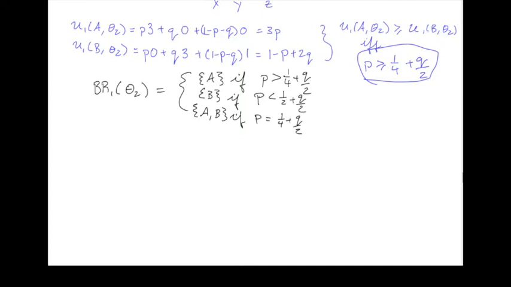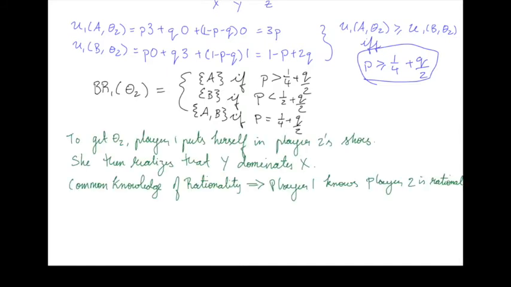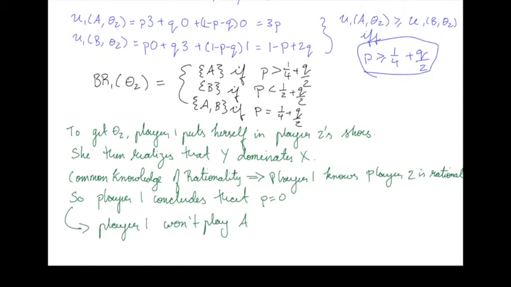Well, to get theta 2, one would have to put herself in player 2's shoes. But if she put herself in player 2's shoes, what she's going to realize is that Y dominates X. So player 1 can conclude that there's no way player 2 is going to play X. So P has to equal 0. From our best response function, we know that this means that player 1 is not going to play A.